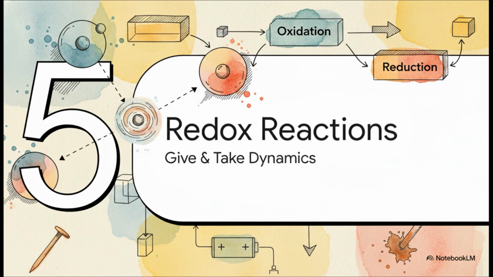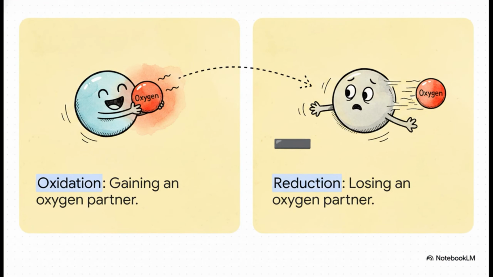Finally, part 5, understanding redox reactions. We are entering our final section, and this is arguably the most important give-and-take dynamic in all of chemistry. First things first, let's get our definitions straight. The word redox is really just a mashup of two words, reduction and oxidation. Oxidation simply means an element is gaining an oxygen partner. It's taking it in. Reduction, on the flip side, means an element is losing its oxygen partner. It's being stripped away. In a redox reaction, both of these things are happening at the exact same time. One element loses an oxygen, and another element swoops in and scoops it right up.